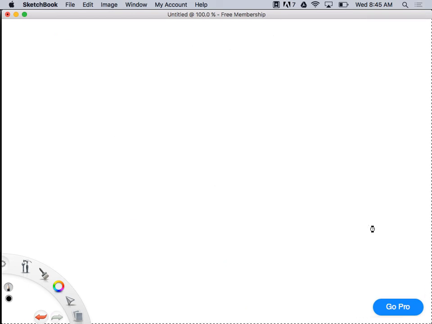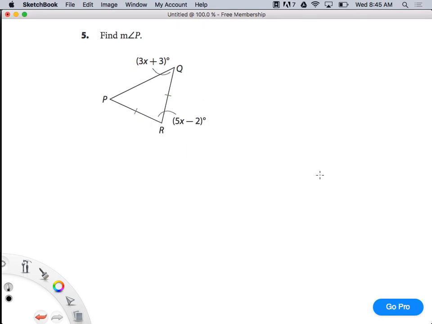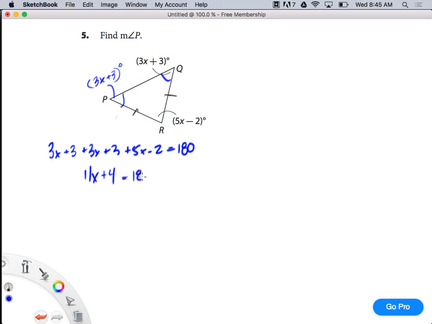Okay. Let's give it a shot. So I see these two sides are congruent. Therefore, I know these two angles are congruent. So this is also 3x plus 3 degrees. Add them all up. I get 3x plus 3 plus 3x plus 3 plus 5x minus 2 equals 180. 3x plus 3x is 6x plus 5x is 11x. 3 plus 3 is 6 minus 2 is 4 equals 180.